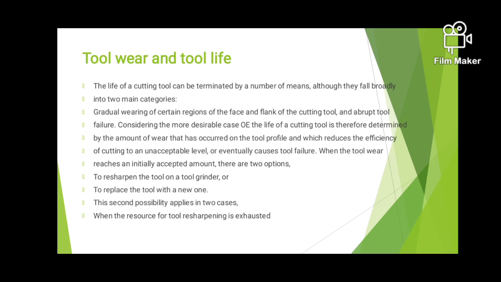Tool life and tool wear. The life of the cutting tool can be terminated by a number of means, although they are broadly divided into two categories. One is gradual wearing of certain regions of the face and flank of the cutting tool, and the other is tool failure. Wear is the more desirable case for the end of life of the cutting tool. Therefore, it is determined by the amount of wear that has occurred on the tool profile, which reduces efficiency. Replacing the tool with a new one is the second possibility, which applies when the resource for tool reshaping is exhausted.